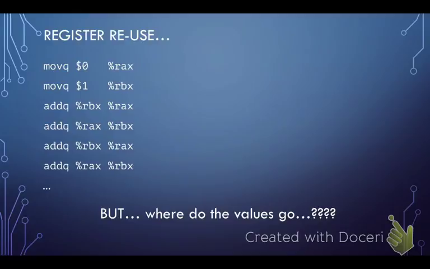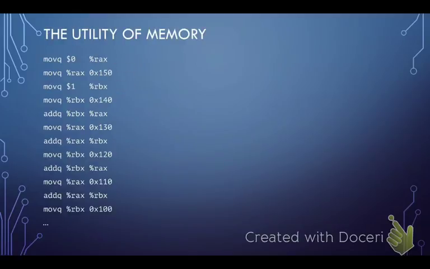Except where did these values we computed go, right? Now, maybe I didn't need to keep the intermediate values. Maybe I just do this a certain number of times in order to figure out a particular value in the Fibonacci sequence. But maybe not. Maybe I need to keep these things as I go. So I can't do this effectively just using registers, and so this is where memory comes in.